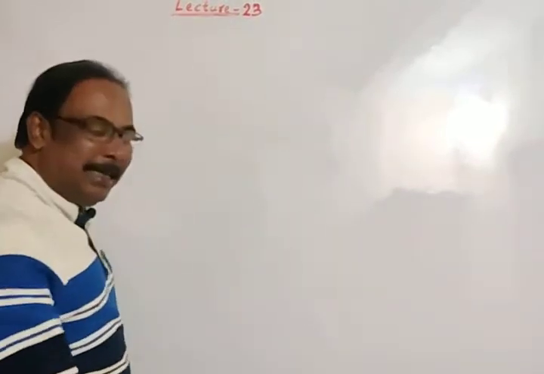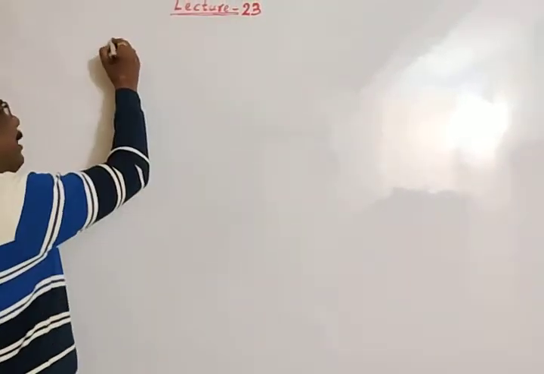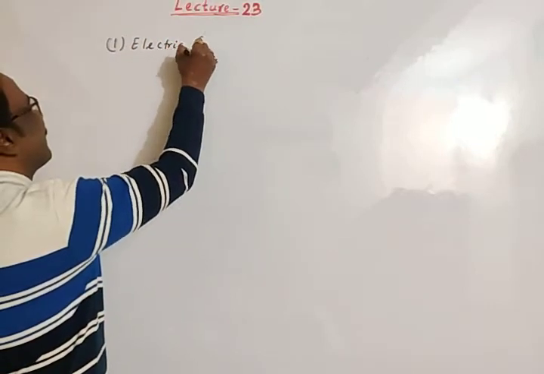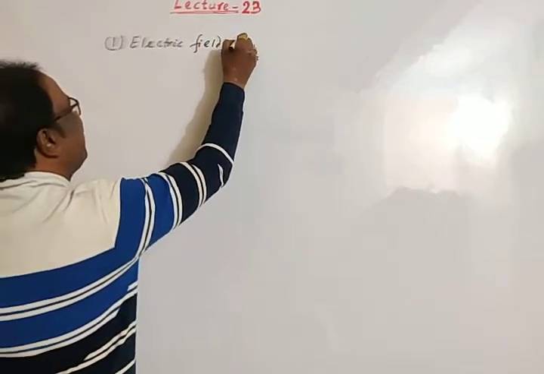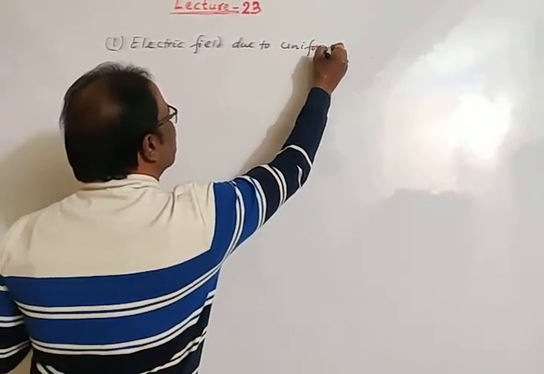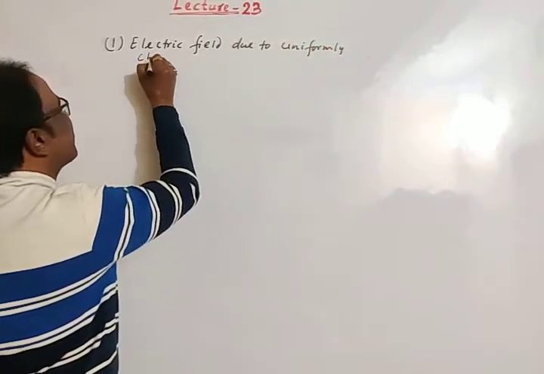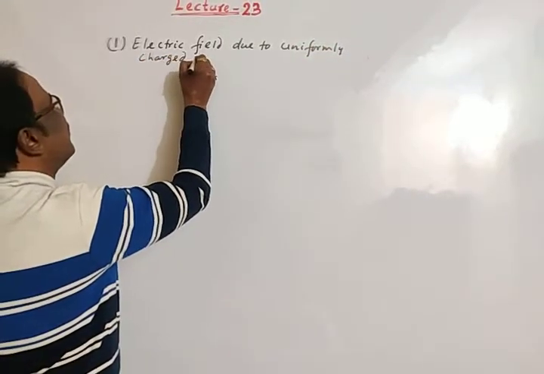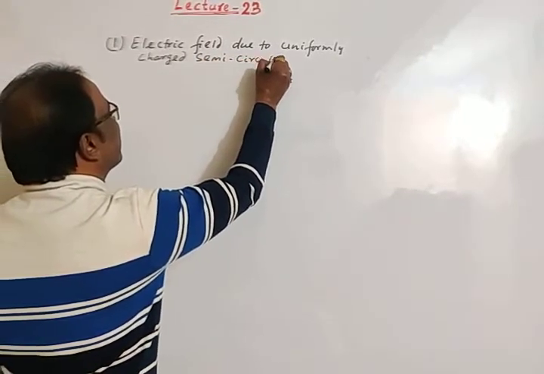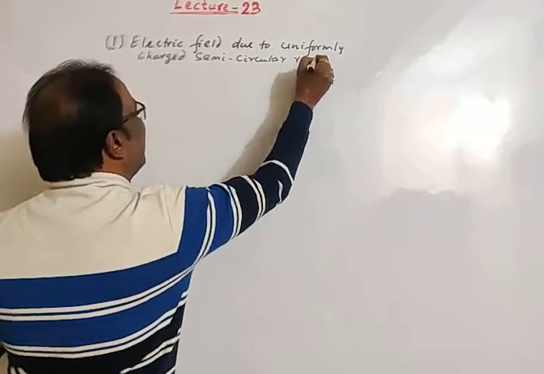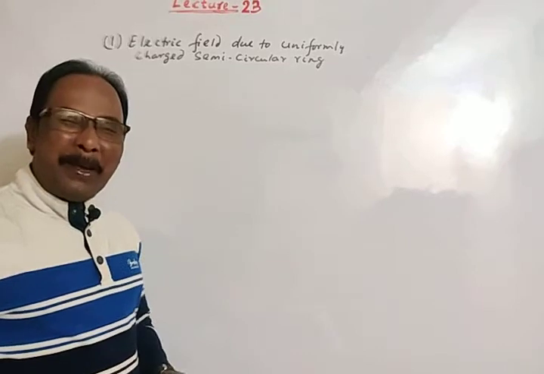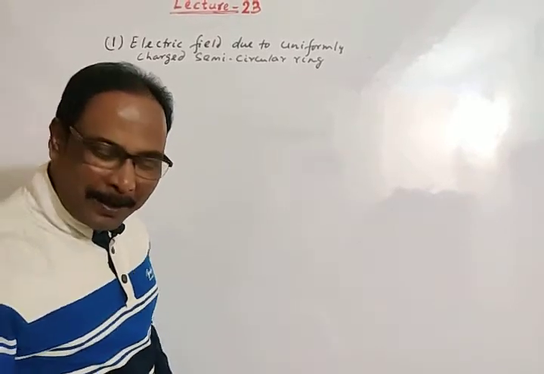The first discussion is electric field due to uniformly charged semicircular ring. Electric field due to uniformly charged semicircular ring. Let's take first our assumptions.